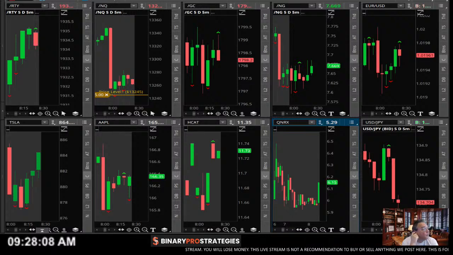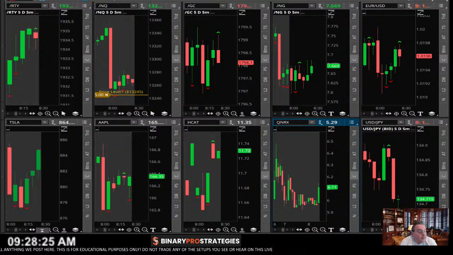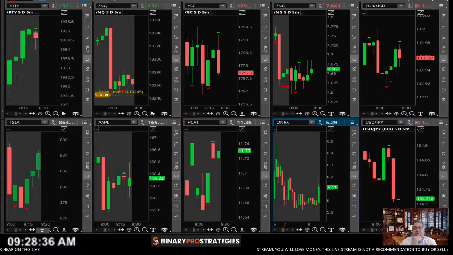All right, 2 minutes before the opening bell. Still expecting a higher opening. See if we're going to get a pullback on this HCAT, and on this QNRX. If we don't, we do have a pretty strong pattern set up for a buy here, so we're going to have to watch those. That could hit pretty quick after the opening.